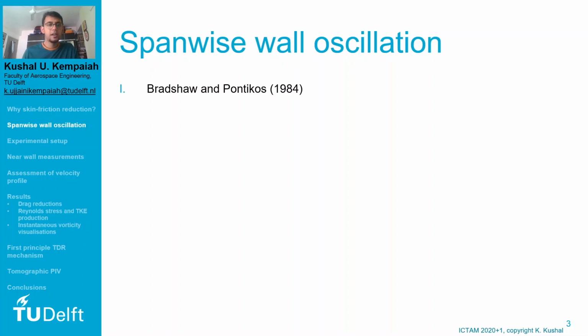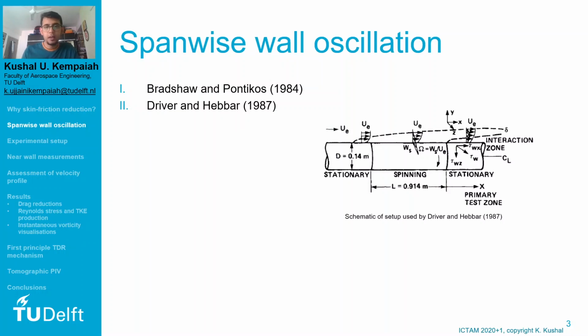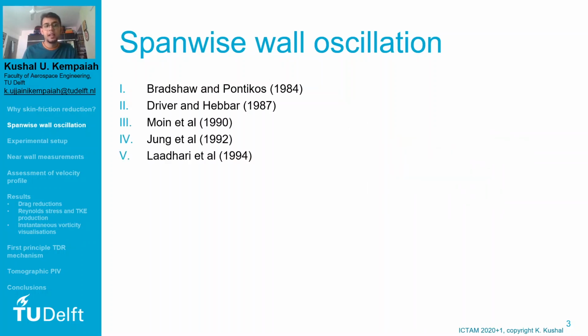Spanwise wall oscillation dates back to the early studies of Bradshaw and Pontikos, where three-dimensionality was introduced into a two-dimensional flow using a curved surface, and a reduction in wall normal motions was observed. Later studies by Driver and Hebbar, where a spinning disk was used, also reported similar results which supported the findings of Bradshaw and Pontikos. This led to the first studies on spanwise wall oscillation by Jung et al. in 1992, where a DNS simulation was performed and these reductions in turbulent skin friction were confirmed.